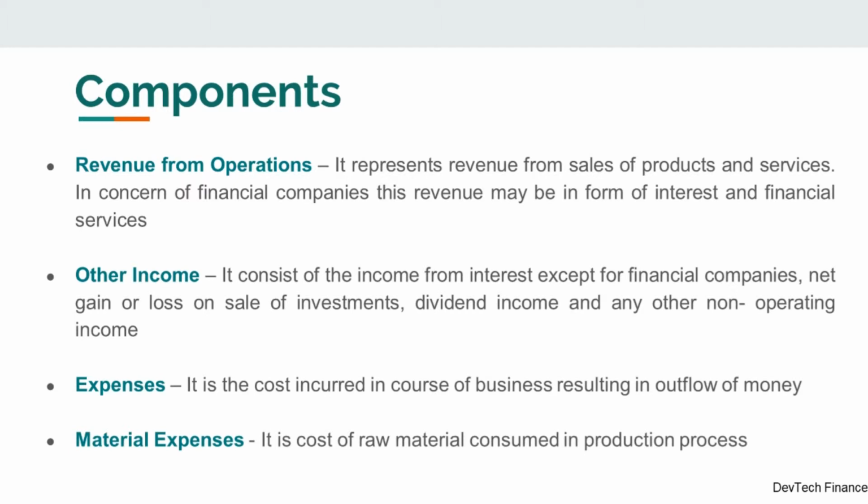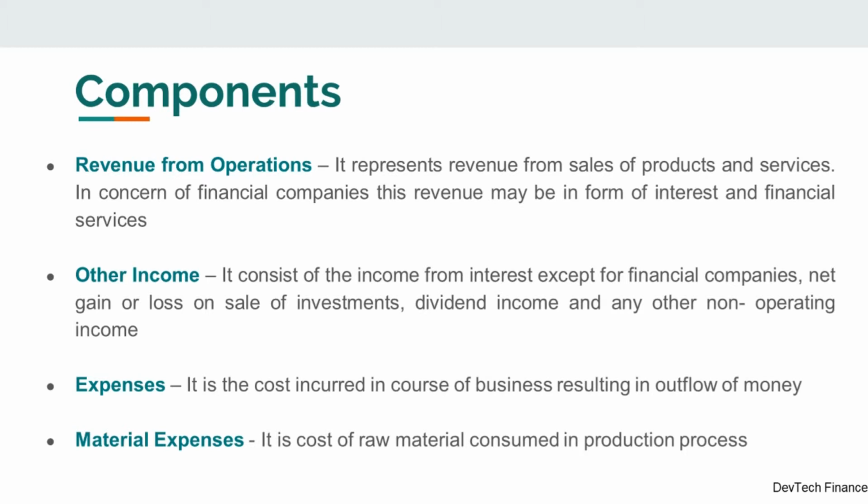Now, other income could consist of income from interest, except for financial companies. Why have I written "except for financial companies" here? Because as you have seen, when we are talking about interest for financial companies, that would be the main source of revenue. So it won't be considered under the category of other income.